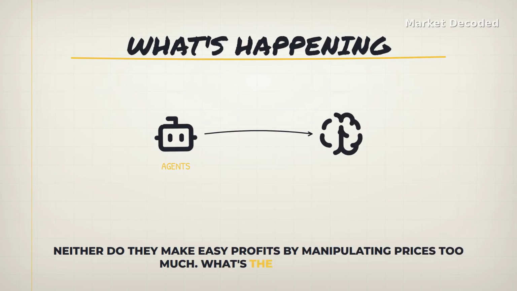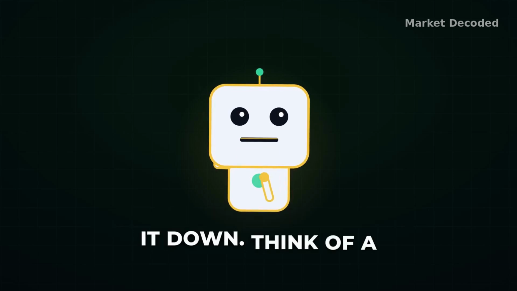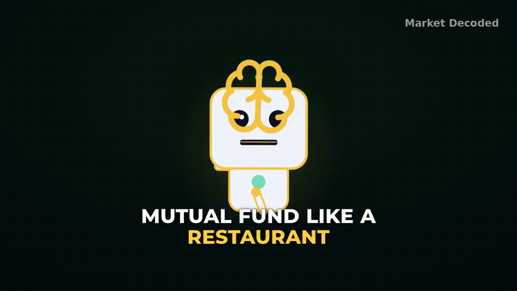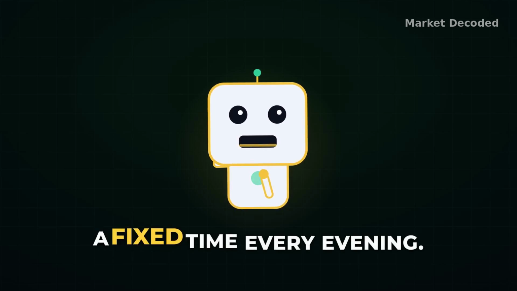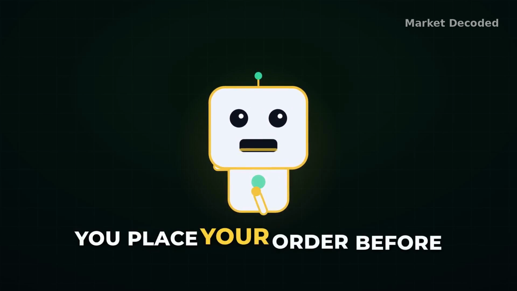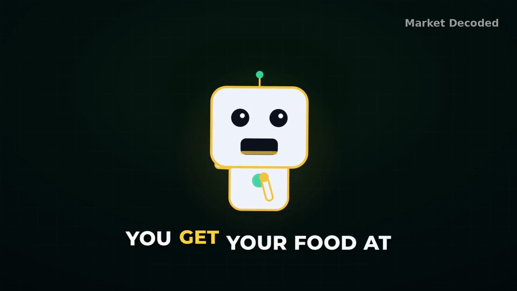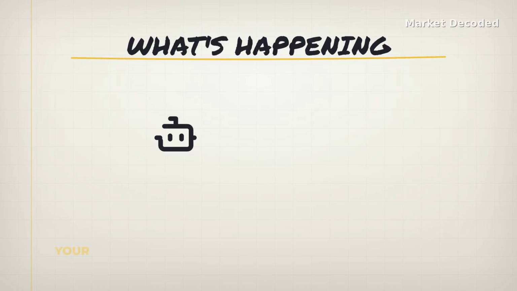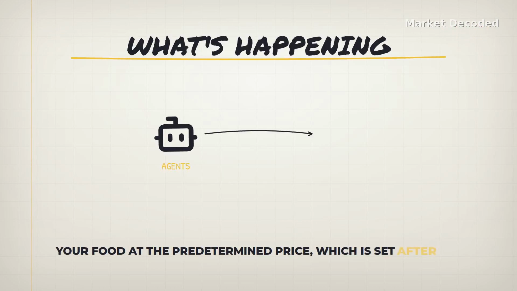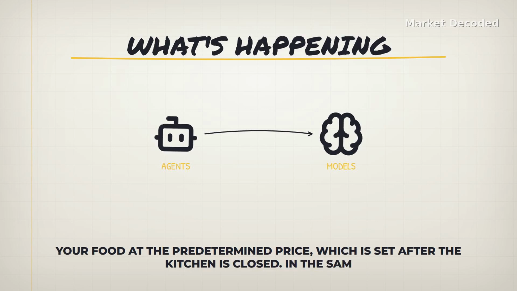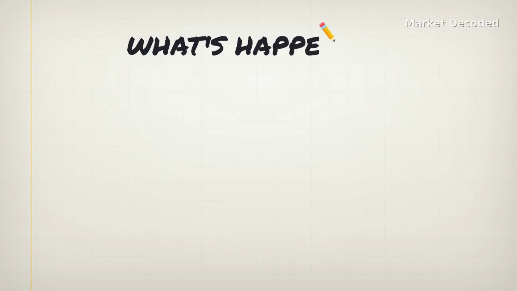What's the real difference between an ETF and a mutual fund, and how does that impact your investment strategy? Let's break it down. Think of a mutual fund like a restaurant that only serves dinner at a fixed time every evening. You place your order before the kitchen closes, and then you get your food at the predetermined price, which is set after the kitchen is closed. In the same way, mutual funds are priced at the end of the trading day, so you get the closing price no matter when you place your order.